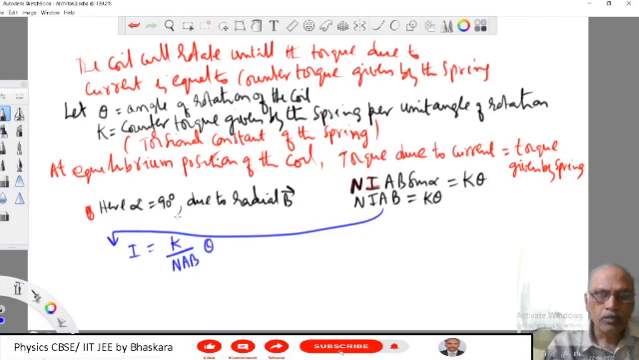When the coil is rotated, the pointer will move on the scale and show some reading. The reading shown on the scale depends upon the angle of deflection, and the angle of deflection theta depends on current. k by NAB is a constant: k is constant, N is constant, area of coil and strength of field are all constant. Therefore, I is proportional to theta.